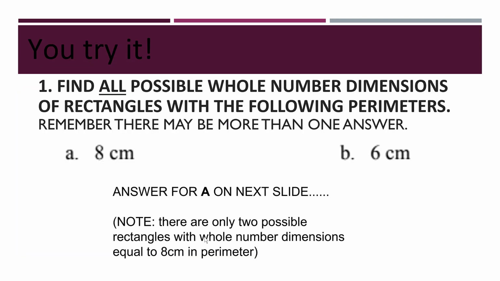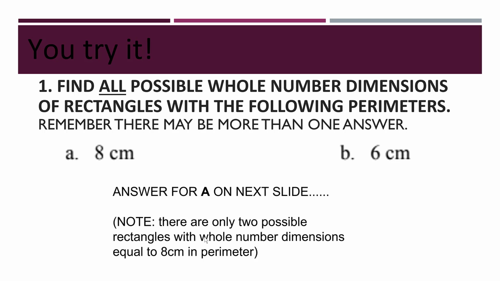All right, you try it. I want you to find all the possible whole number dimensions of rectangles with the following perimeter. So if I have a rectangle with the perimeter, meaning all four sides add up to 8 centimeters, tell me all the different ways I can make it. The perimeter is 8. We're going to go to the next slide for the answer, but if you have the answer, you can put it in the comments below.